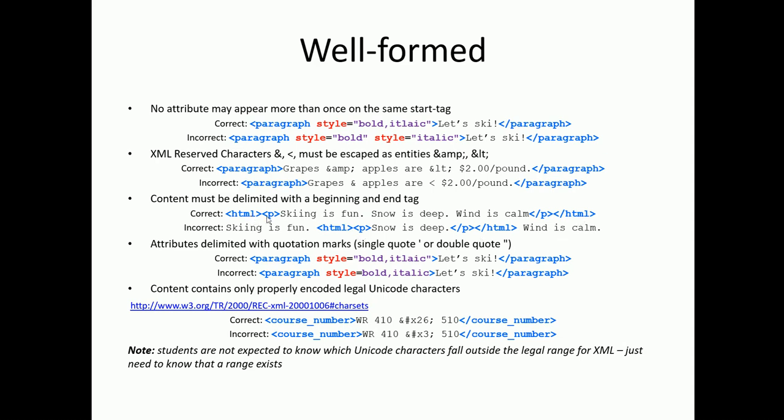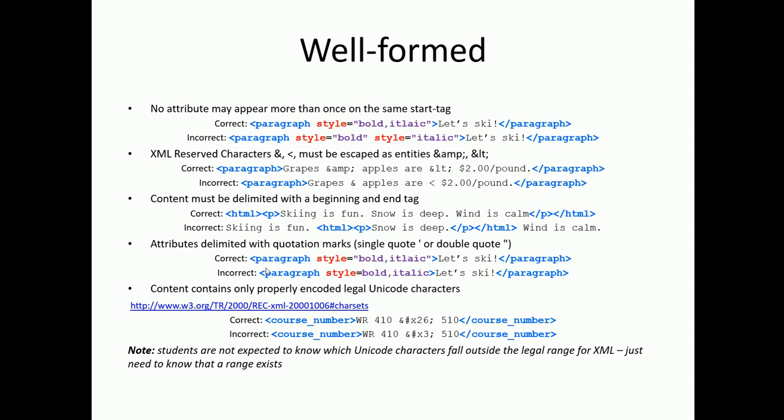Content must be delimited with beginning and end tags. So we have an example of an HTML start tag and end tag, and a nested paragraph start tag and end tag. In this case, this is a correct example, but in this case we have an incorrect or malformed example because we have text which precedes the root element and extends beyond the terminating root element.